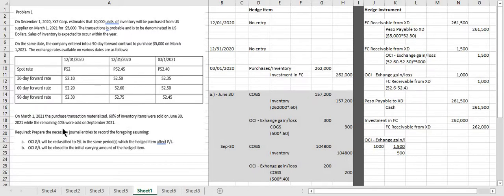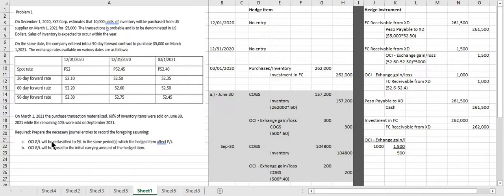Okay? So ito una, it means that for letter A, i-close mo daw yung balance ng OCI gain or loss at that time that the hedged item affects P&L. Ayan. So in this case, dahil yung binili natin dito is inventory, at the time that the hedged item affects the profit or loss is at the time that nabenta na yung inventory. Pag naging na siya, part ng cost of goods sold.